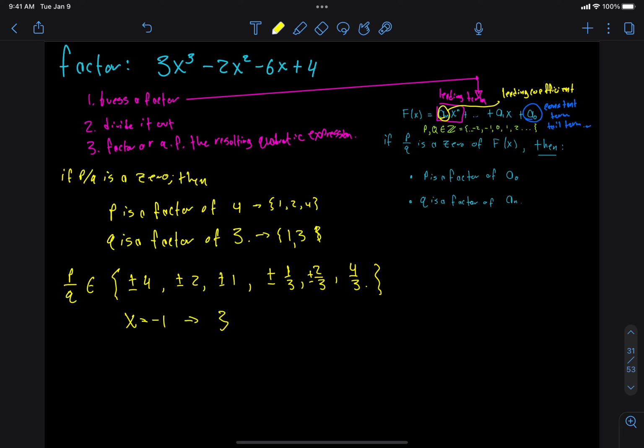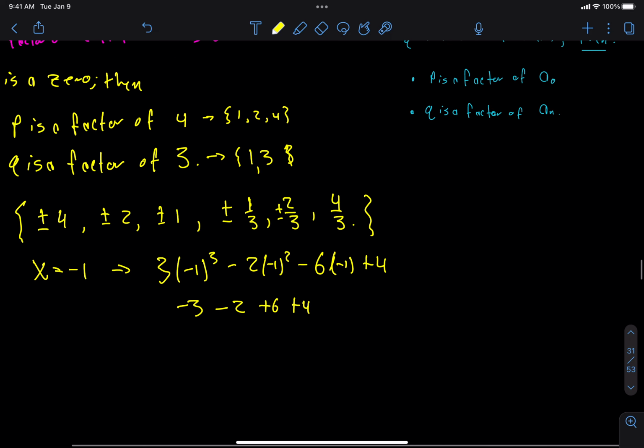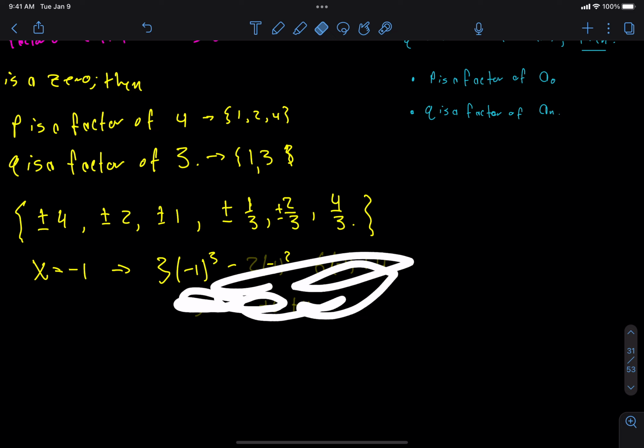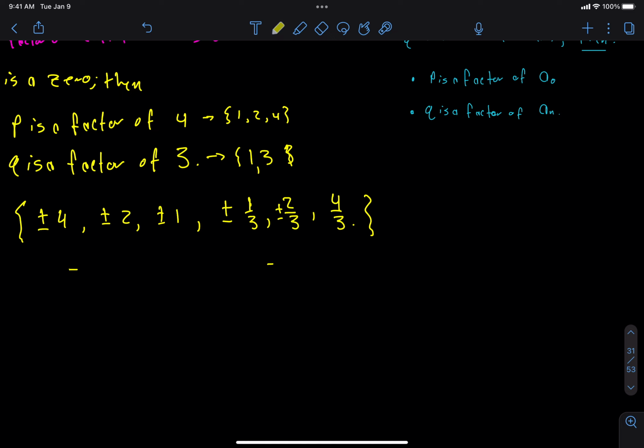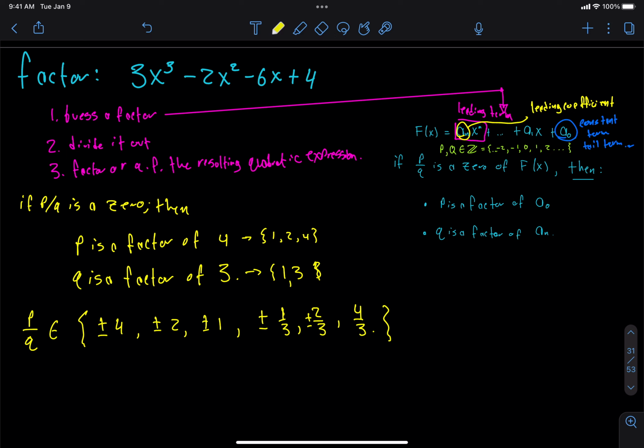Let's plug it in. We get 3 times -1 cubed, minus 2 times -1 squared, minus 6 times -1, and then plus 4. Let's see, is that going to give us 0? This is -3, minus 2, plus 6, plus 4. No, that's not going to give us 0. That one's not going to work. Sorry. Let's see, maybe 2 will work, or -2 or something like that. Okay, I'm just going to cheat and tell you that x equals 2/3 works.